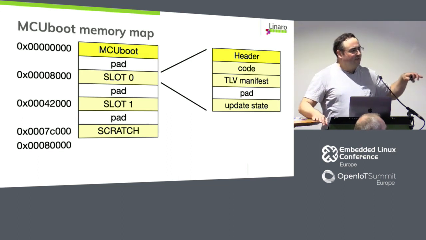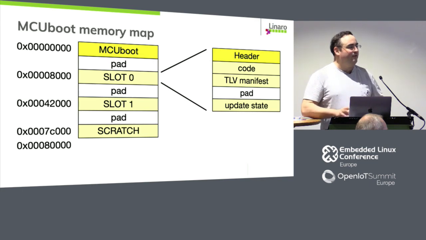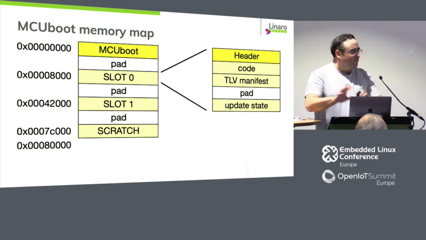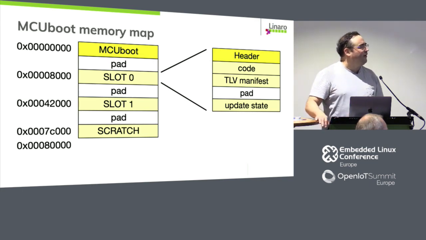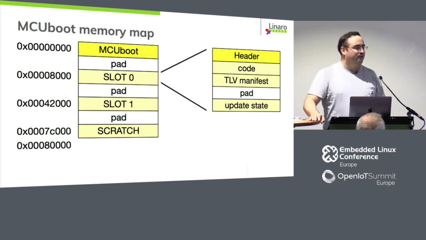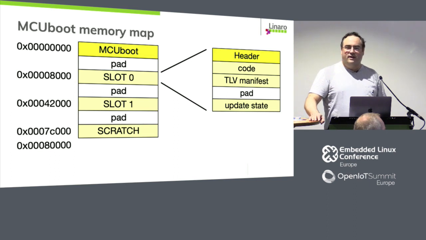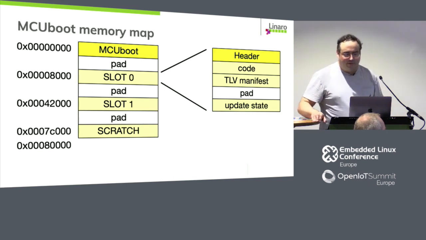The important thing to realize is that MCUboot isn't responsible for downloading the update, getting it over the air or whatever process you have. It's simply responsible for installing it once it's been downloaded. That's typically done as part of whatever application runs on there. It will go over the network and be able to write to slot 1, and then it does a reboot, which causes the update to happen.